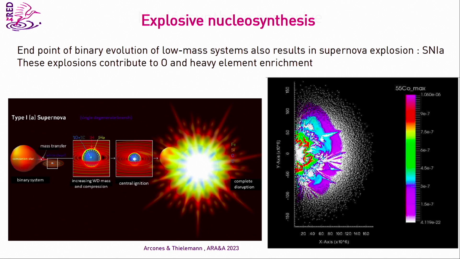And so when you have this explosion, you will in particular contribute a lot to oxygen and to heavy elements like cobalt 55. Here it's a numerical simulation of this explosion, and you see the yield of cobalt, how it appears in the ejecta when the star explodes.